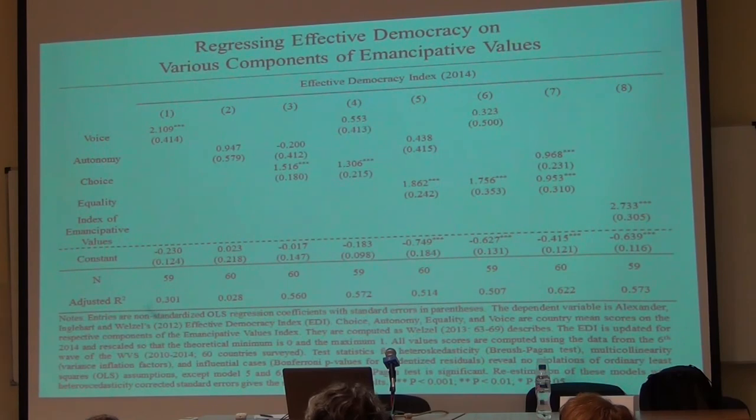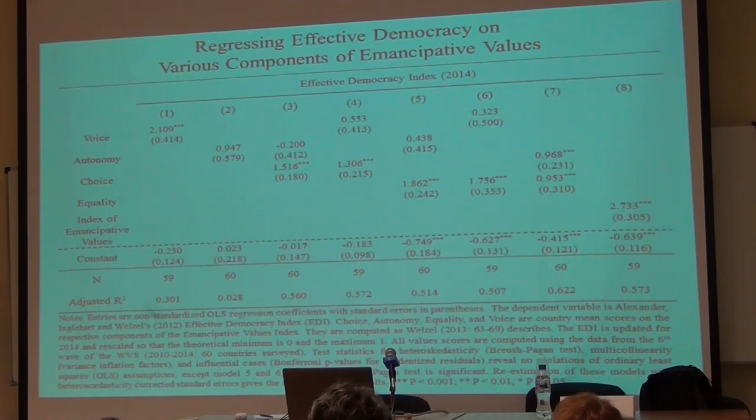Then, let's look at the simple regression analysis. Here we see that autonomy is not a significant predictor of effective democracy, and voice is significant but unrobust. When we add either equality or choice, the significance of voice disappears. And the most striking finding: when we combine choice and equality into a regression equation, we get an R squared even higher than for the composite score on the emancipative values.